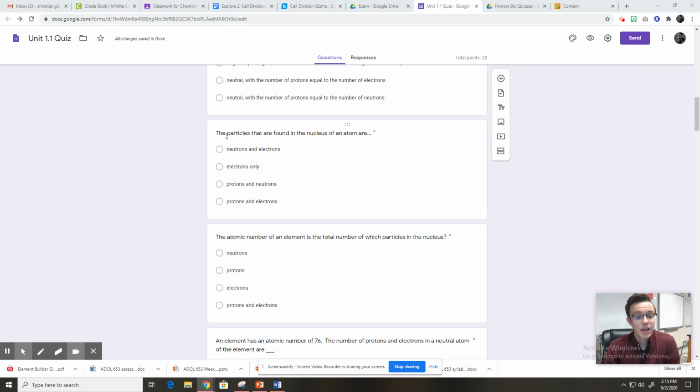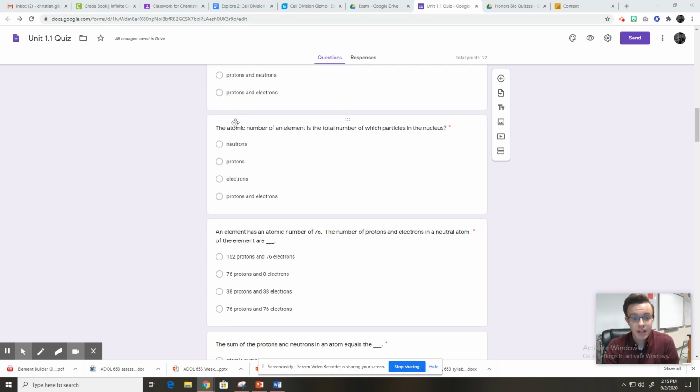Next question. The particles that are found in the nucleus of an atom are neutrons and electrons, electrons only, protons and neutrons, or protons and electrons. Next question. The atomic number of an element is the total number of which particles in the nucleus? Neutrons, protons, electrons, or protons and electrons. So it's asking what is the atomic number? What number of particles does that tell you?